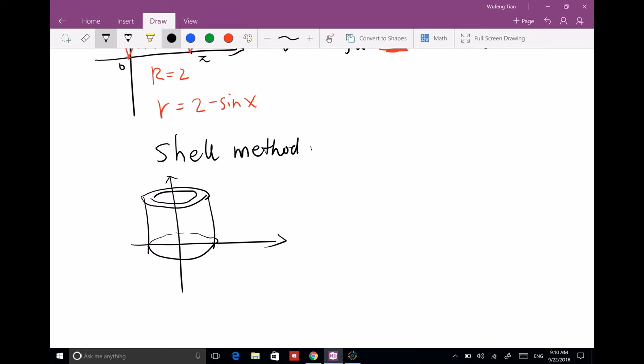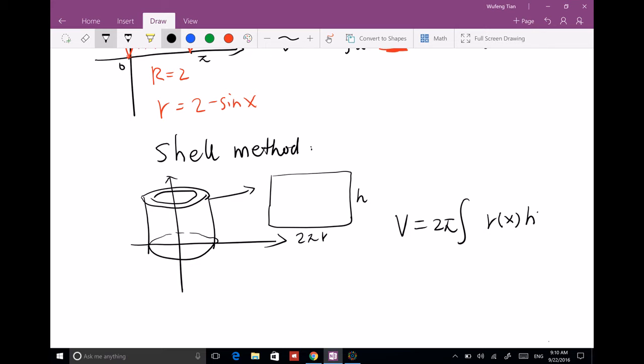You take one layer out of the paper towel. Each layer is a rectangle. If you take each layer out, it's a rectangle, and this is 2 pi r, and this is times h. So you add all these layers together, and it's going to be the volume. So the shell method volume is 2 pi r(x) times h(x) dx.